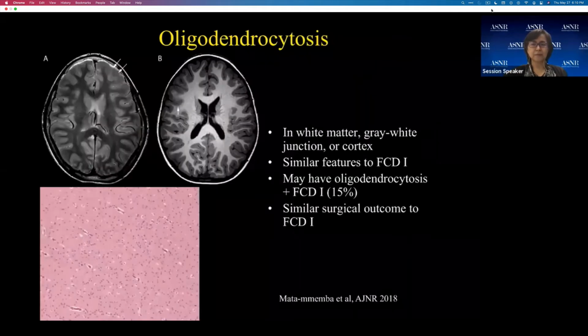With oligodendrocytosis, the imaging features are very similar to focal cortical dysplasia type 1. The surgical outcome is also very similar to focal cortical dysplasia type 1. In fact, some patients may have dual pathology of oligodendrocytosis and focal cortical dysplasia.